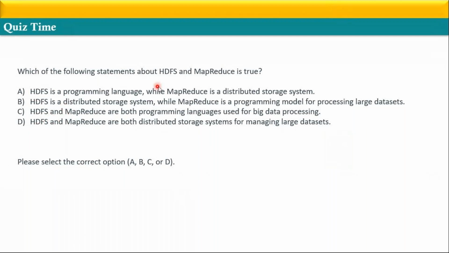Which of the following statements about HDFS and MapReduce is true? A: HDFS is a programming language, while MapReduce is the distributed storage framework. B: HDFS is distributed storage, while MapReduce is a programming model for processing large datasets. C: HDFS and MapReduce both are programming languages used for big data processing. D: HDFS and MapReduce are both distributed storage systems for managing large datasets. Which one is correct?